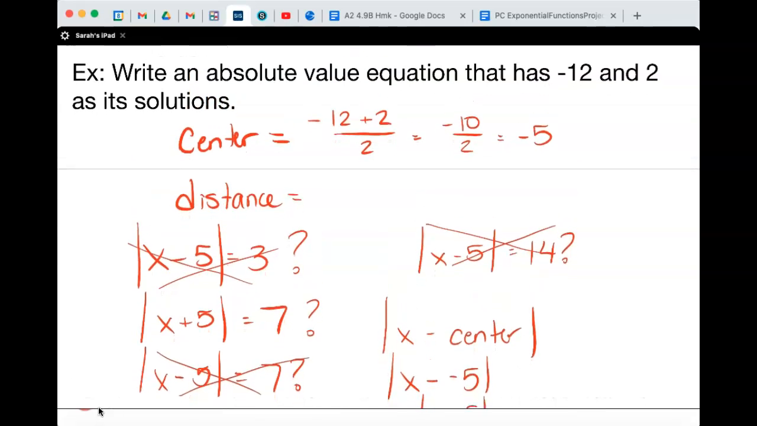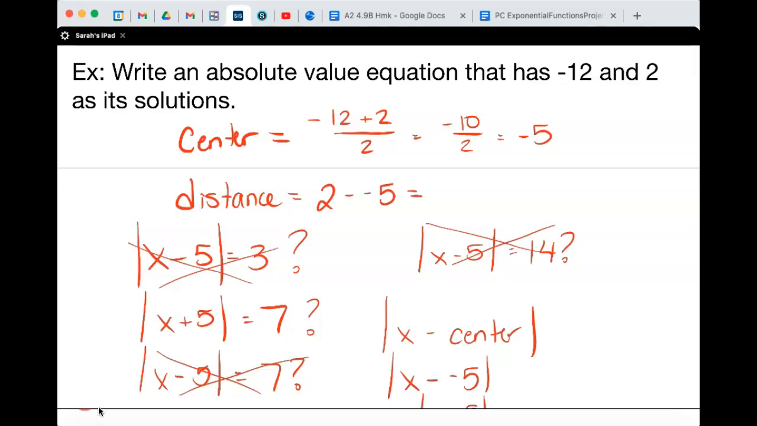Okay, but then how do I find the distance? 2 minus negative 5. You can use negative 12 for 2. I typically use the larger number because I think you get a positive distance. And 2 is larger than negative 12. So then this would be the correct answer. Does anybody have a question on there? Everybody see where they went wrong? So they got 14 and 5 and 3.